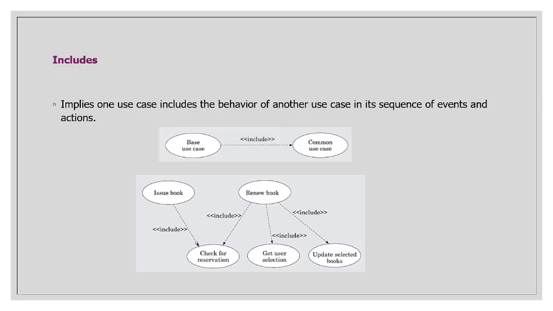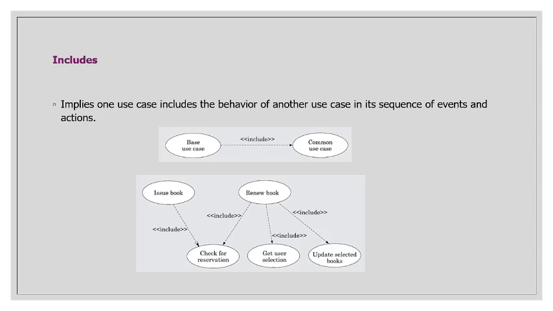Then includes. The include relationship in the older version of the UML was known as the uses relationship. The include relationship implies one use case includes the behavior of another use case in its sequence of events and actions. That means the include relationship is appropriate when you have a chunk of behavior that is similar across a number of use cases. The factoring of such behavior will help in not repeating the specification and implementation across different use cases, and include relationships work by reusing the factored out commonality across the use cases.